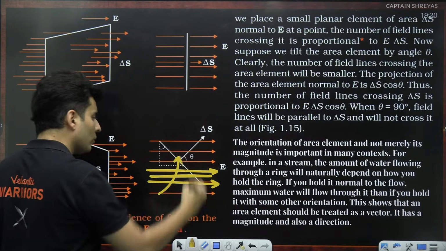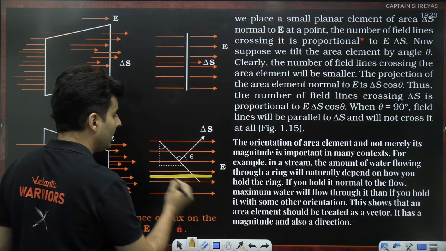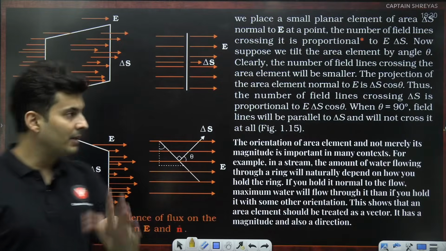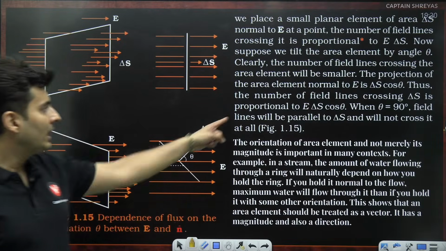Nothing will cut through the sheet. Then the flux will become completely zero. That is what they have mentioned here.